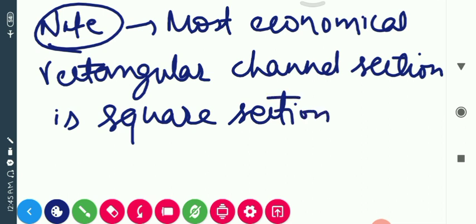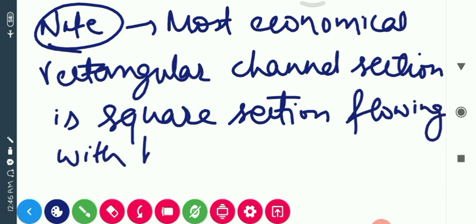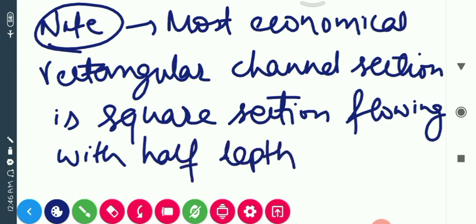Okay, a square section will be the most economical rectangular section, which means the water flows with half depth.